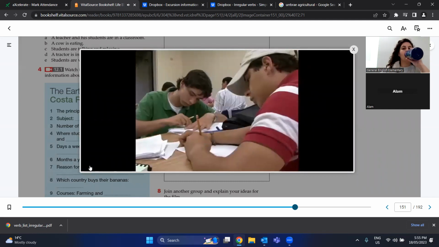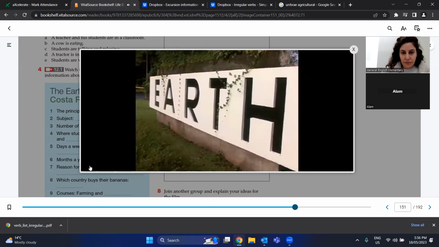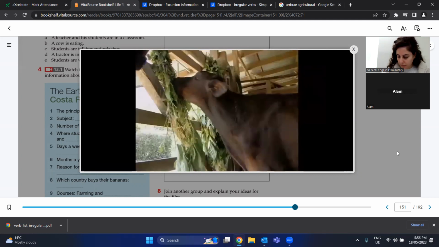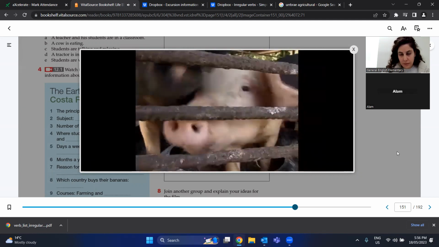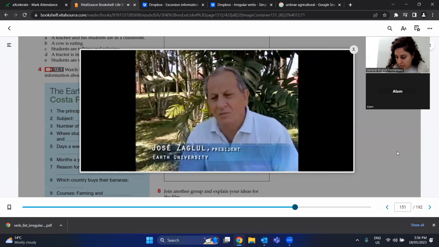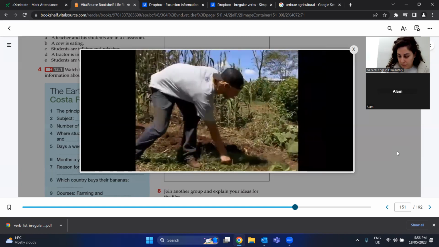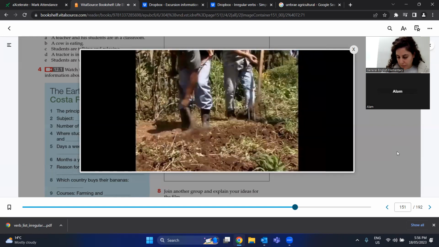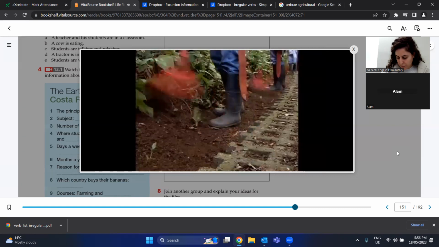This is a class at Earth University. Earth University is in Costa Rica. The school's principal is Jose Zaglul, and he says the university wants to give poor students an education in agriculture and to teach them the skills to protect the environment. They teach us here how to be very respectful to our environment, not only to the people that we're working with, but also to our environment.